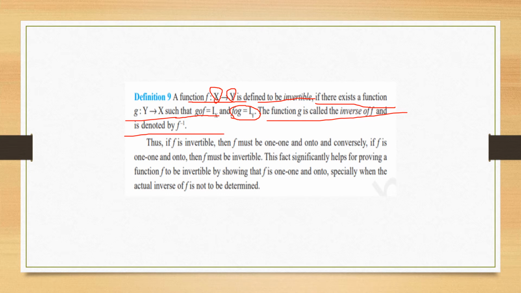So if f is invertible, then f must be one-one and onto, and conversely, if it is one-one and onto, then it must be invertible. This fact significantly helps in proving a function to be invertible, by showing that the function is one-one and onto, when the actual inverse of f is not to be determined.